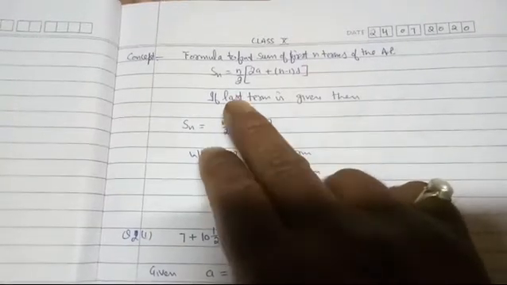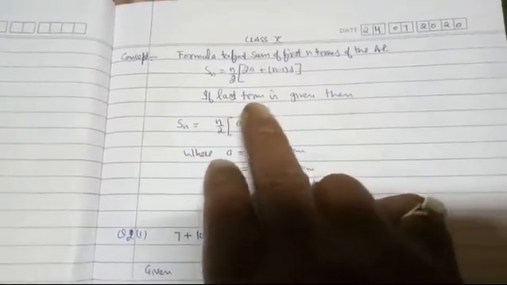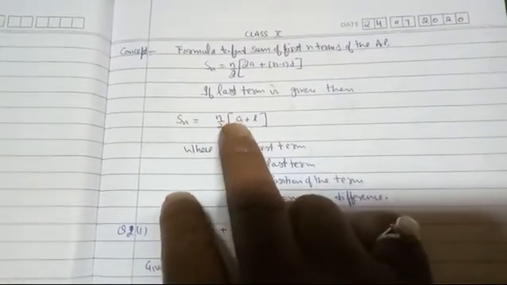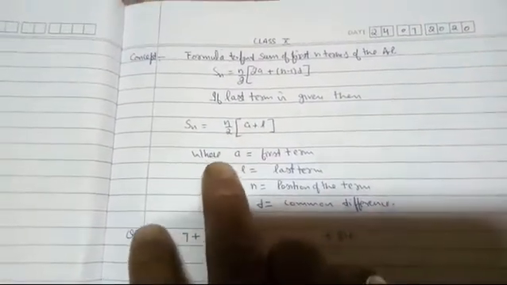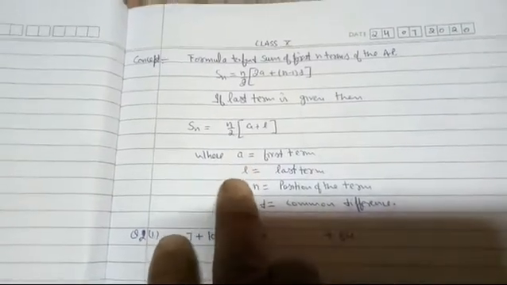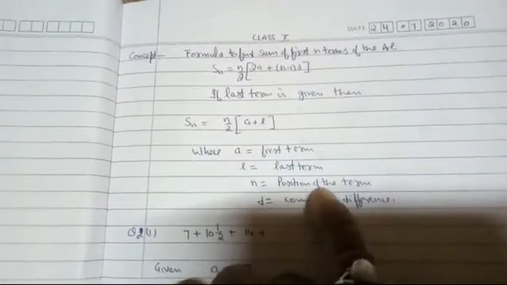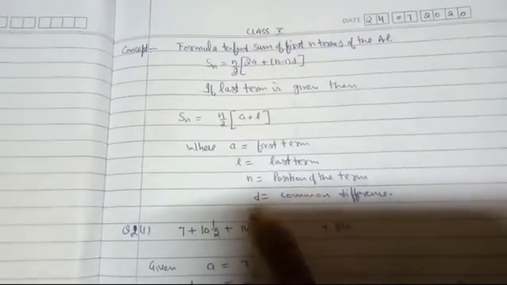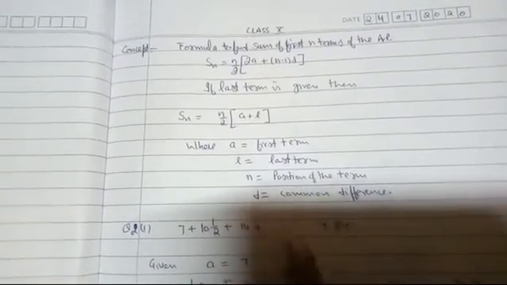And there is another formula also. If the last term of the given AP is given, then we can use this formula: Sn is equal to n upon 2 into (a plus L), where a is the first term, L is the last term, n is the number of terms, and d is the common difference. So let's see question number 2, which is based on these formulas.